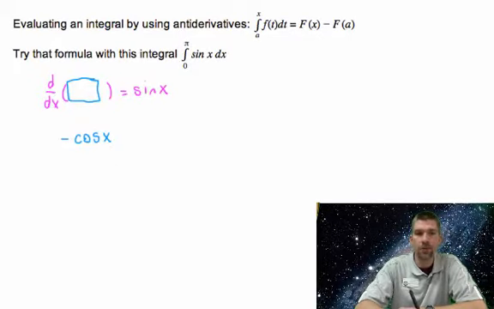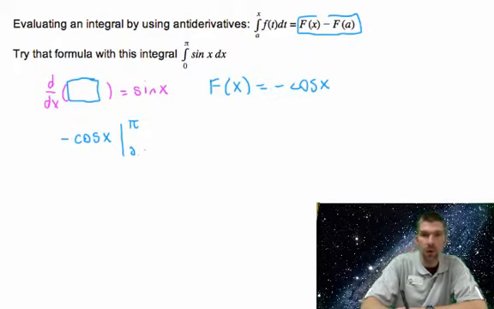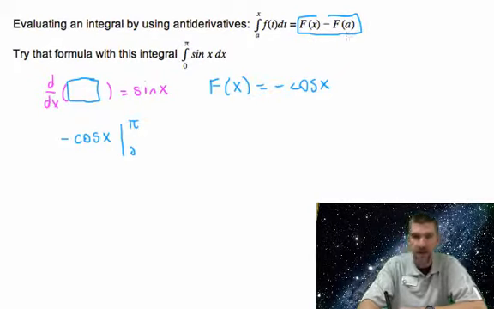And so then what we want to do is use some fancy stuff here. We're going to evaluate this from 0 to pi. Well, what does that mean? That means we're going to follow this step right here. F of x for this problem is negative cosine x. So what are we going to do? We're going to stick in our upper limit, pi, and our lower limit, 0.